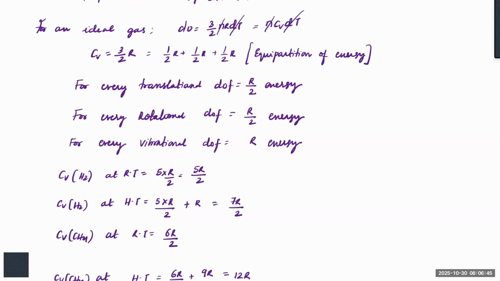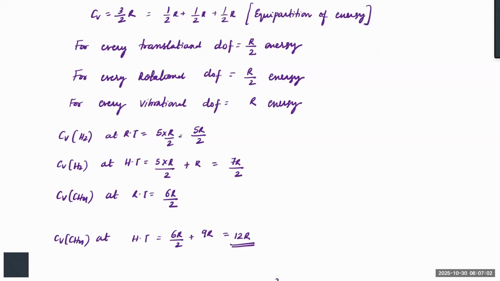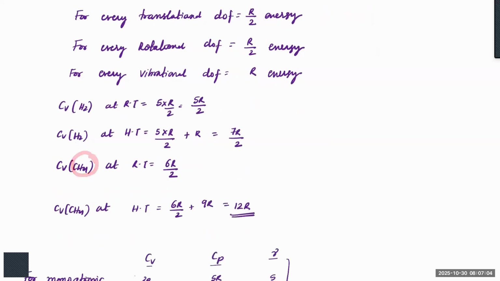Because 3 translational and 2 rotational will be active. So 5R by 2. At high temperature, 5R by 2 plus 1R due to vibration. So therefore 7R by 2. And Cv of CH4 at room temperature is equal to 6R by 2, because 3 translational and 3 rotational are present. So that is 6R by 2.